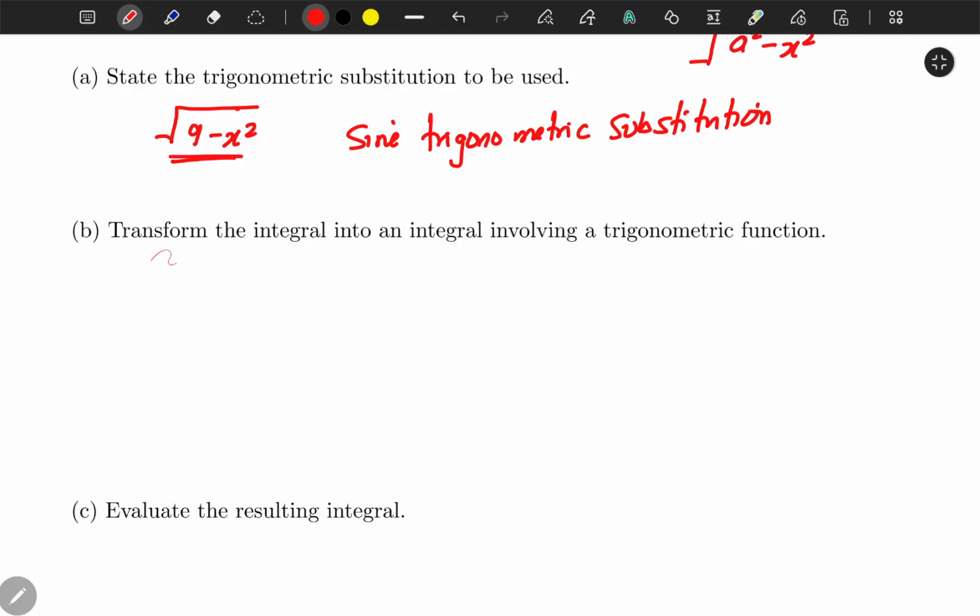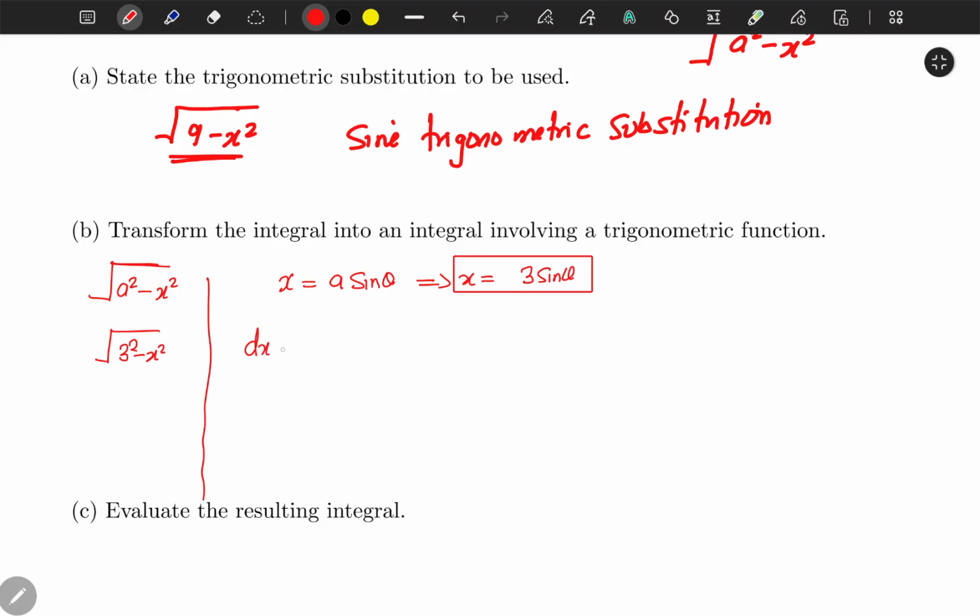So we remember this is the form a squared minus x squared, and anytime you have this form, you have to say x is equal to a sine theta. Now let's check ours. Ours is 9, meaning we can transform that 9 into 3 squared minus x squared, meaning in our case this changes to x is equal to 3 sine theta. This is our x. Now that we know our x, we need to differentiate this with respect to theta. So find dx with respect to theta.